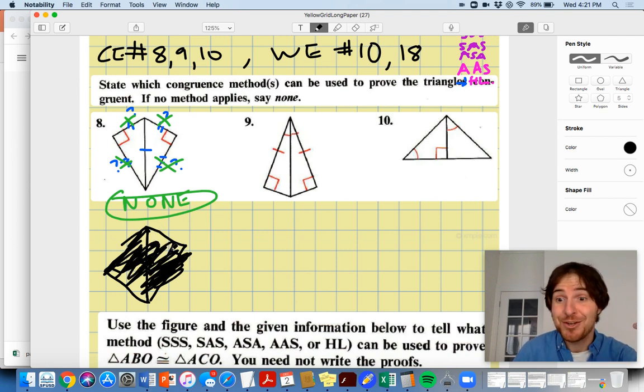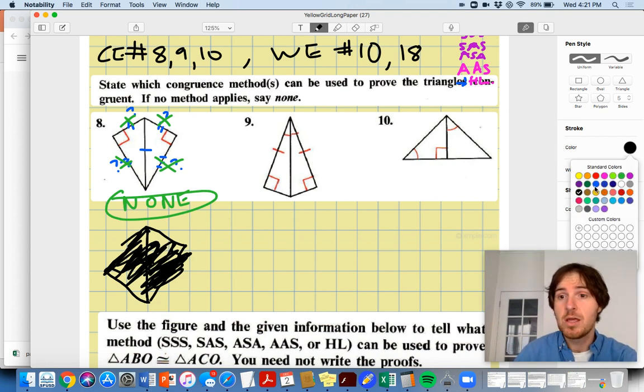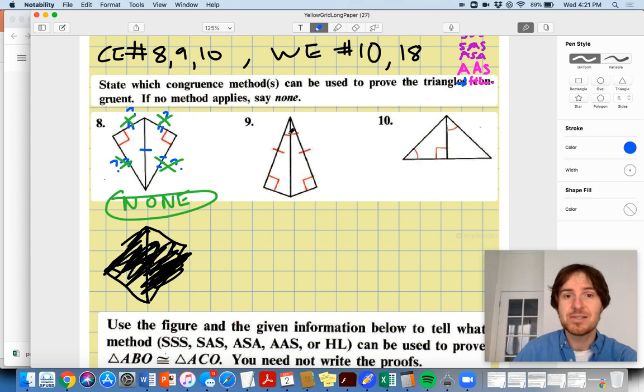We don't have an HL method. Now we have number 9, proving triangles congruent. Okay, so now we're talking. Here we have some right triangles right here. Right triangles. So you're thinking, is this hypotenuse leg? And yeah, this could be hypotenuse leg here. So this actually has more than one way you could prove that these 2 triangles are congruent, because here we have an ASA correspondence, because we could just say that those are both right angles.